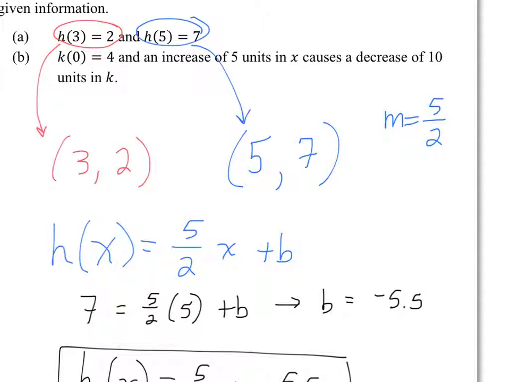Luca, what do you got? Say again? What is the slope? An increase of 5 units in x, decrease of 10 units in k. Yeah, this is all about the slope right here.